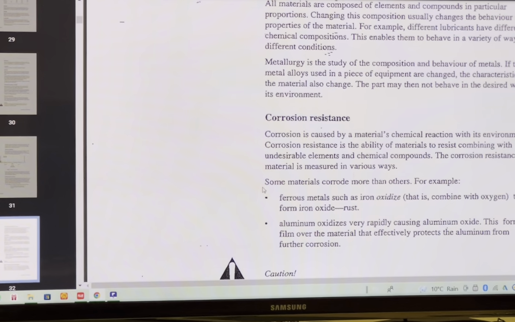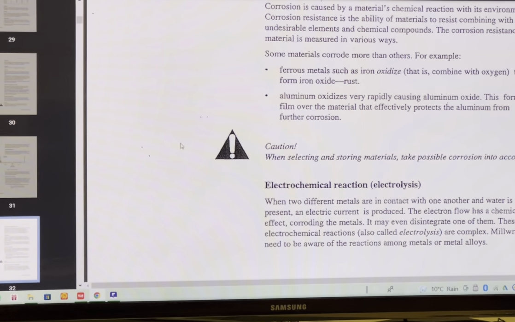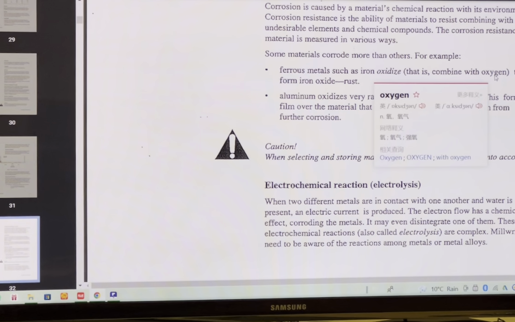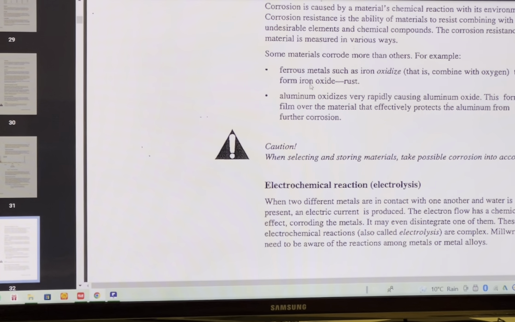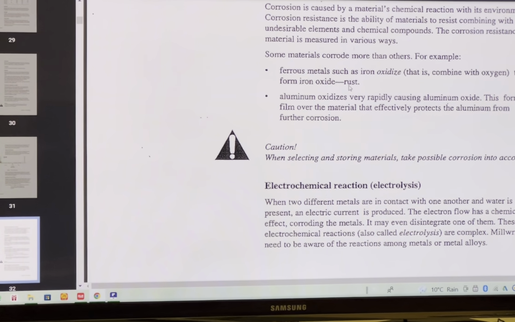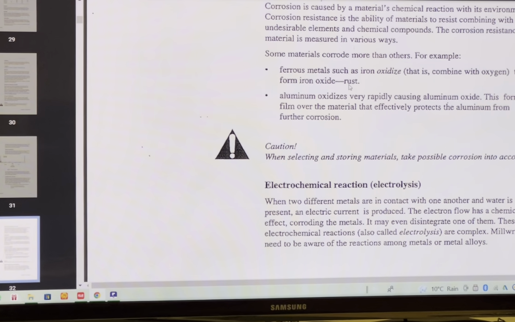Very important here. Some materials corrode more than others. With chemicals, you should remember. Ferrous materials such as iron are oxidized by oxygen to form iron oxide, rust. Why do we get rust? Iron exposed to oxygen forms rust.